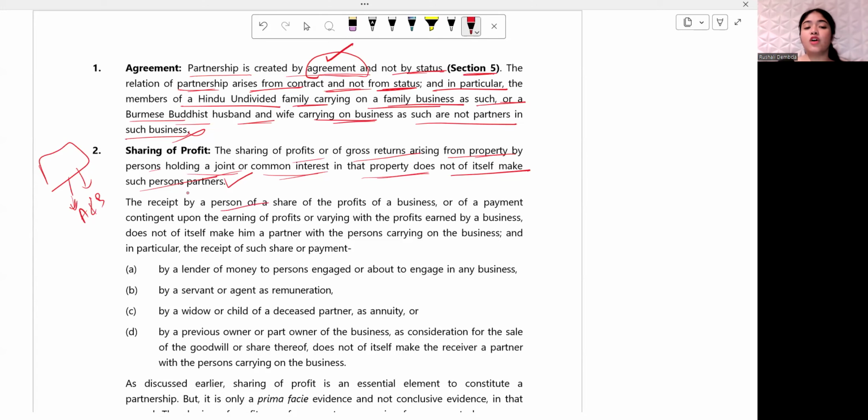The receipt by a person of a share of profit of a business or a payment contingent upon the earning of profits or varying with the profits earned by a business does not itself make him a partner with the person carrying on the business. And in particular, the receipt of such share of payment by a lender of money to a person engaged or about to engage in a business, by a servant or agent as a remuneration, by a widow or child of the deceased partner as annuity, or by the previous owner or part owner of the business as consideration for sale of the goodwill or share thereof, does not of itself make the receiver a partner with the person carrying on the business.